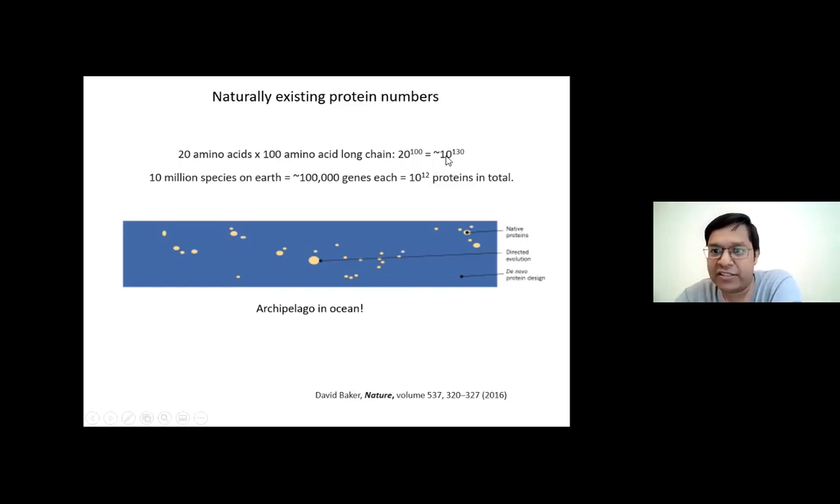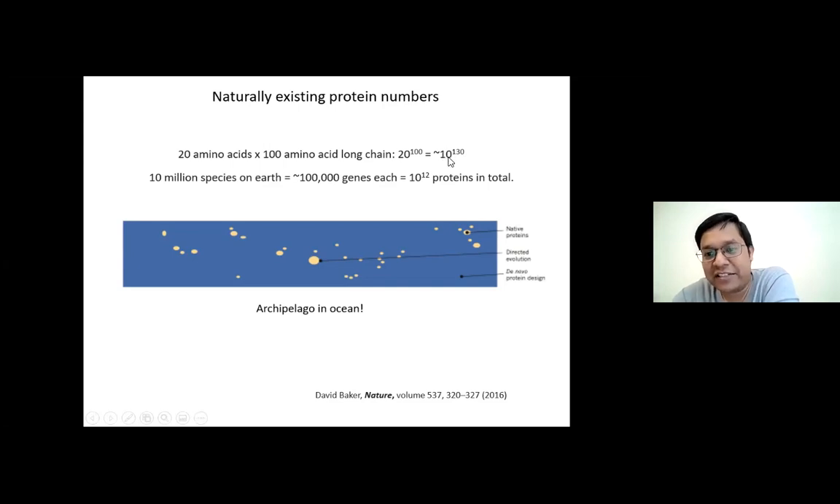If you condense that down, it's like 10 to the power 130. I don't even know what that number is going to be. That many different proteins can be made in nature, because all these species share the same 20 amino acids, the same alphabet, the same language. Assuming there are about 10 million species living on Earth now, and each has about 100,000 genes, which is arbitrarily picked to emulate humans, you cannot have more than 10 to the power 12 proteins total, right?